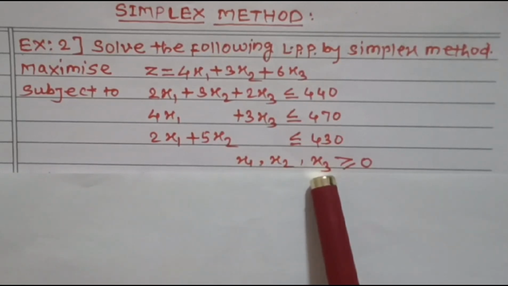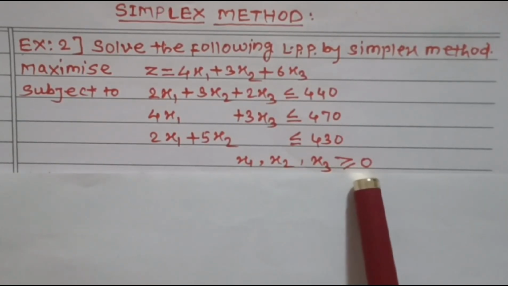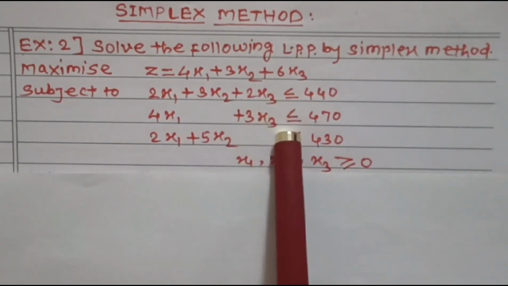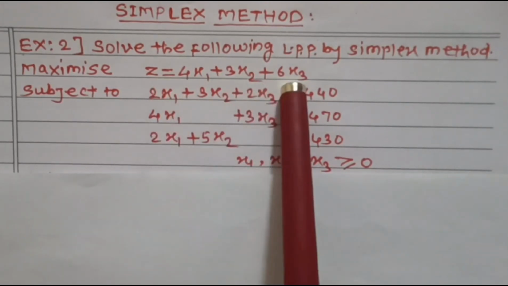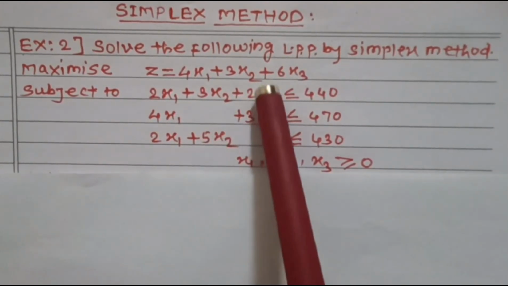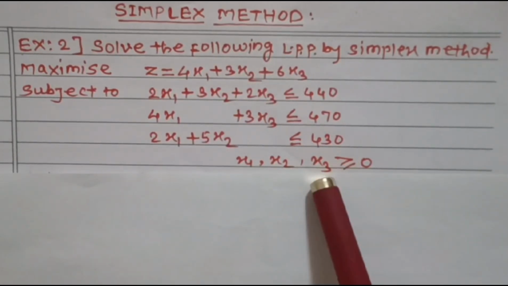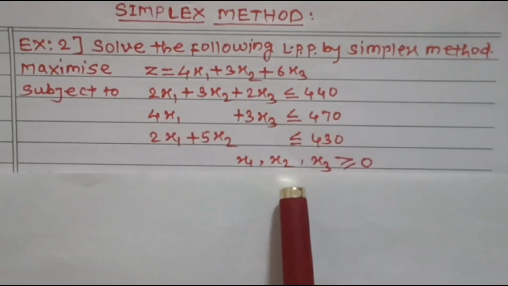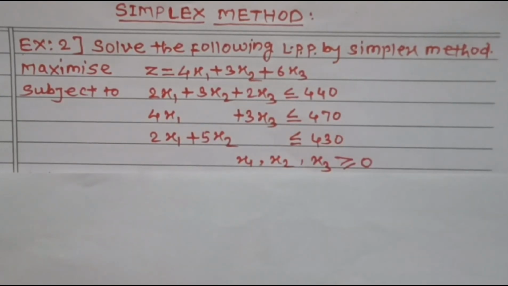x1, x2, x3 are known as decision variables. These three decision variables are greater than or equal to 0, and the constraints have less than or equal to inequality. This is the objective function and three constraints. Now we have to express the given linear programming problem in its standard form, and to get this problem in its standard form, we have to remember 3 points.